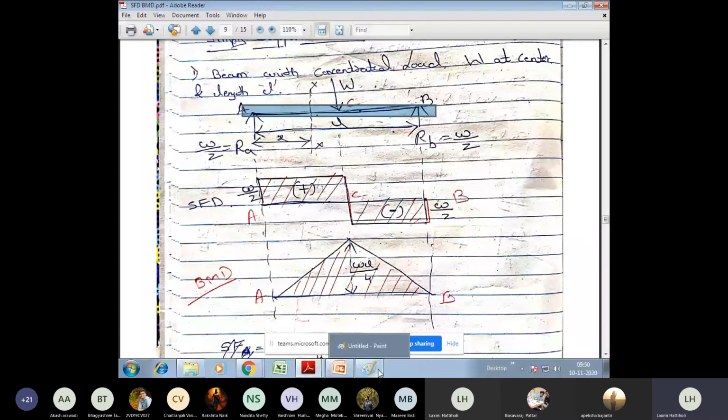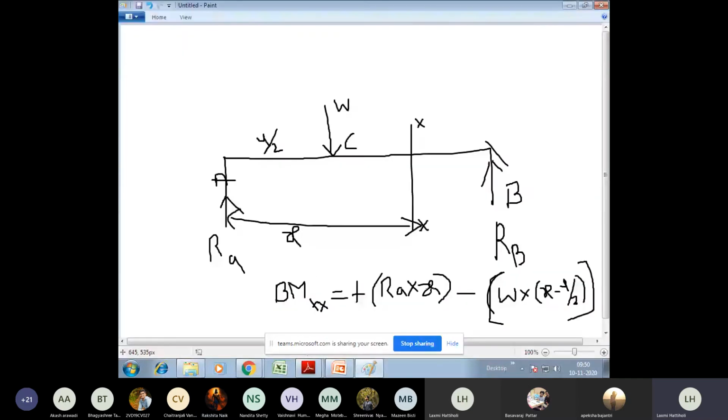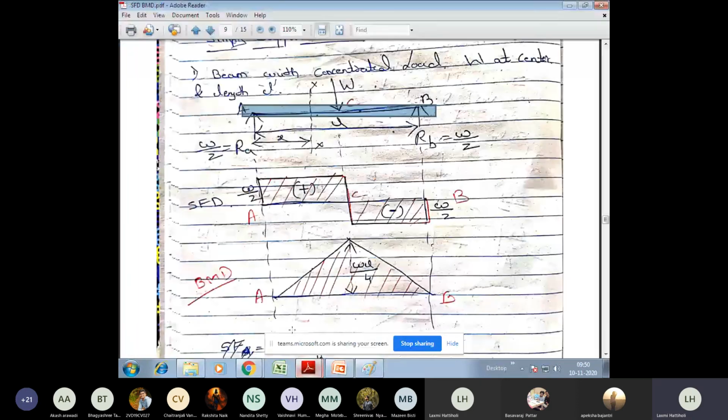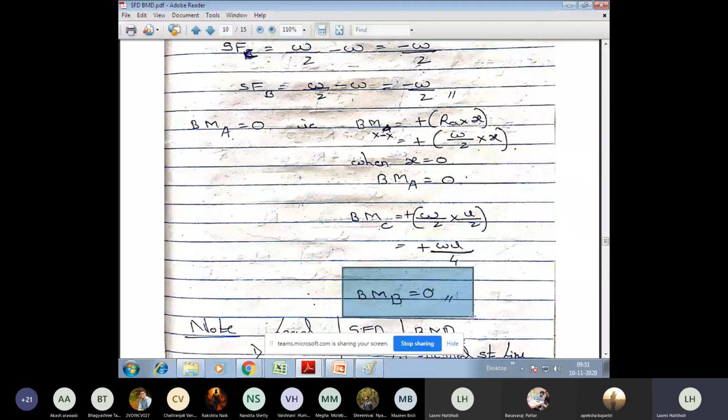Okay, so in this equation, if you substitute x equal to L, you will get the bending moment at B as 0. Have you understood this? You will get bending moment at B is 0. So here I have written bending moment at C is WL by 4 and bending moment at B is 0.